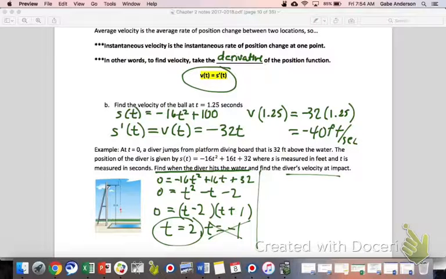That's all. Find the instantaneous rate of change at time equals 2. Right? Yeah, I agree. So instantaneous rate of change is another way of saying.